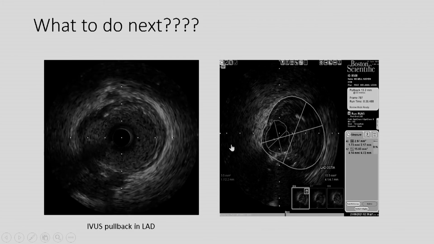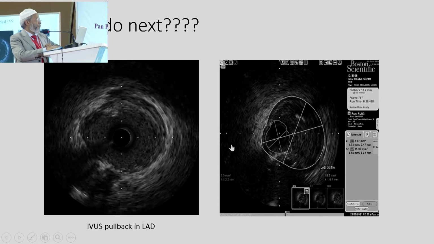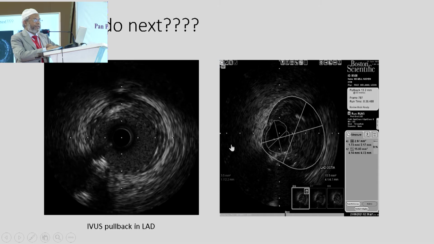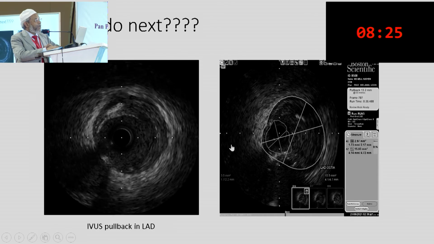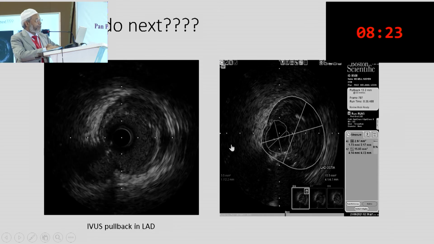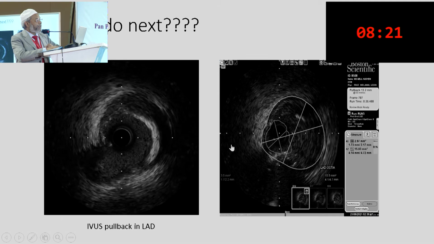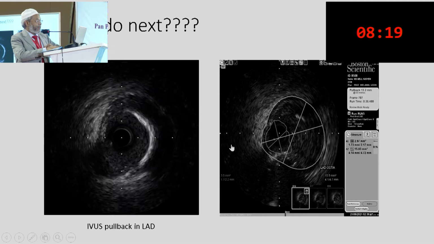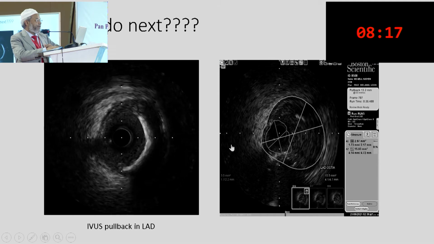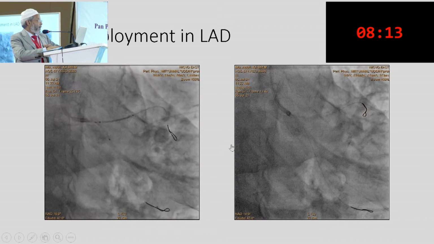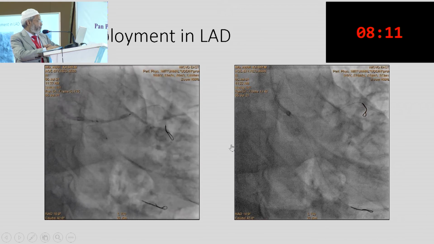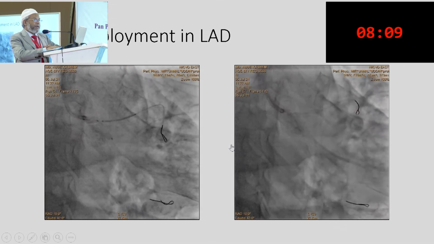And we have done IVUS from the left anterior descending to left main, which shows significant plaque shift causing narrowing of the ostium of the left anterior descending coronary artery. So we decided to give another stent to the LAD in the fashion of TAP. And accordingly we have done the TAP.